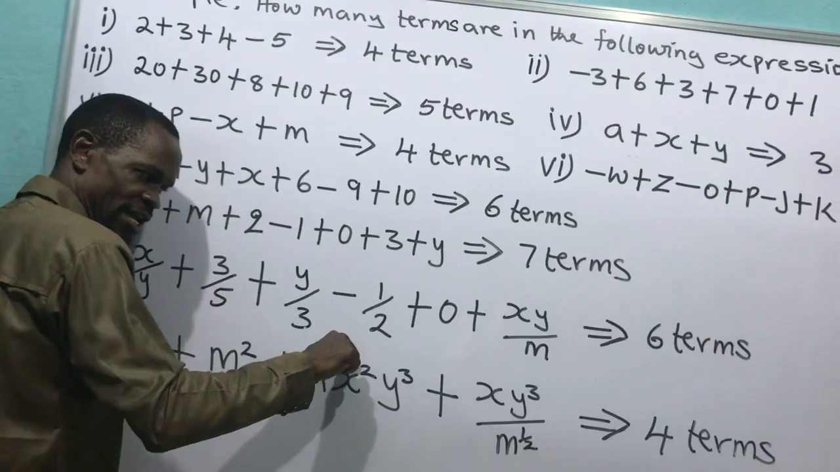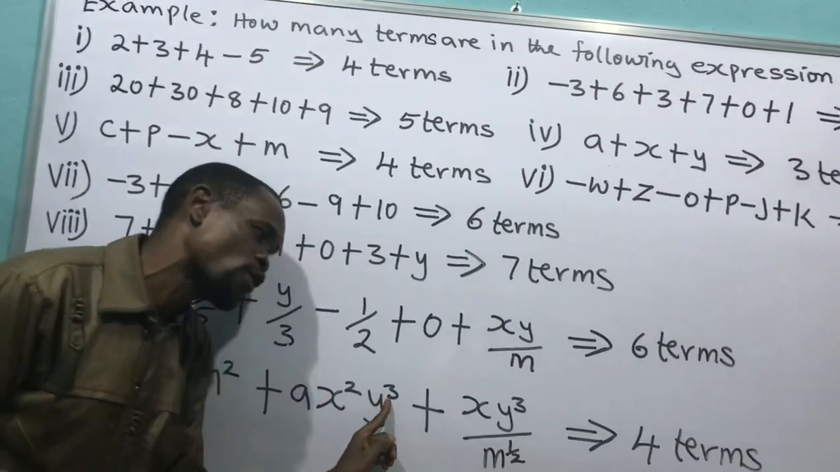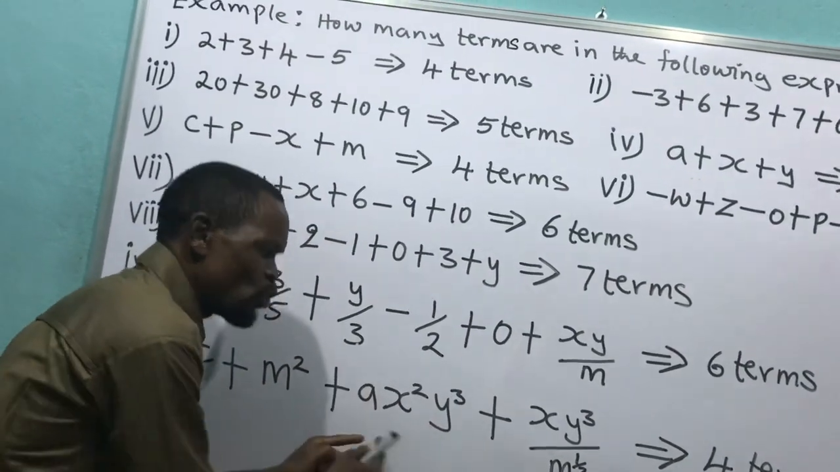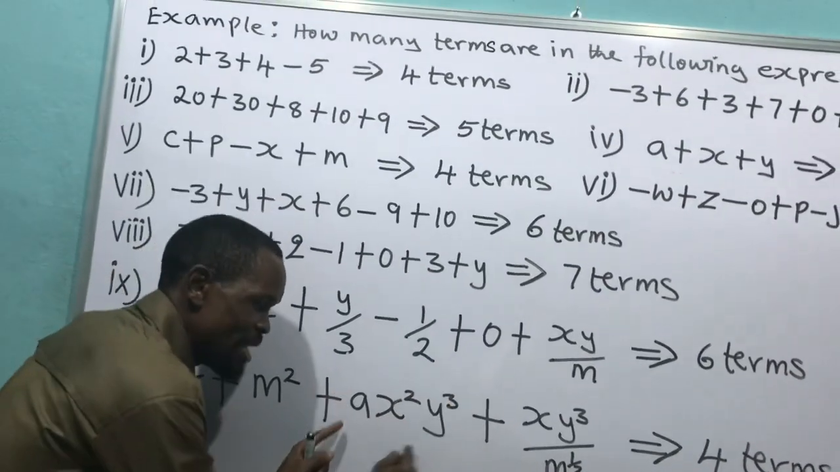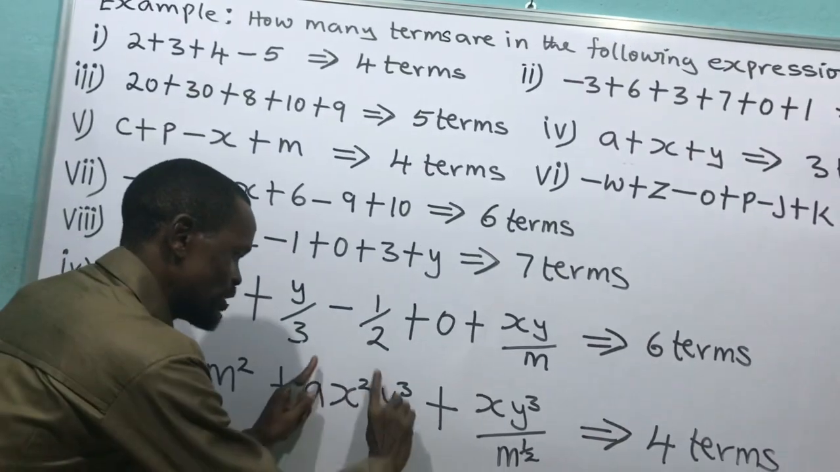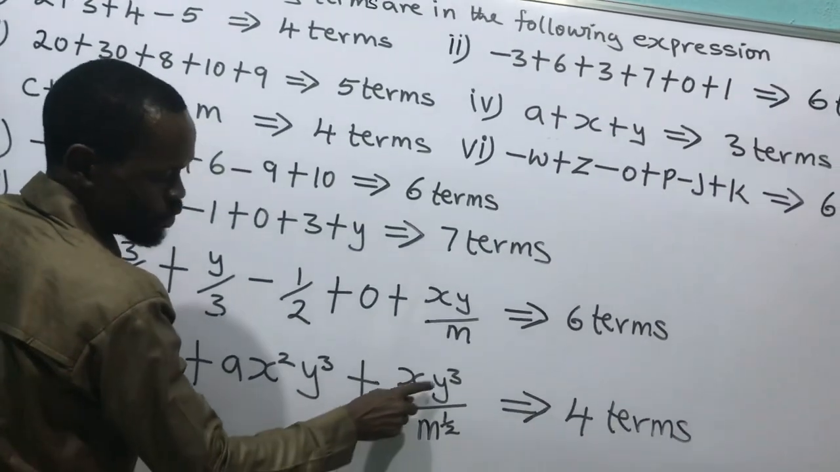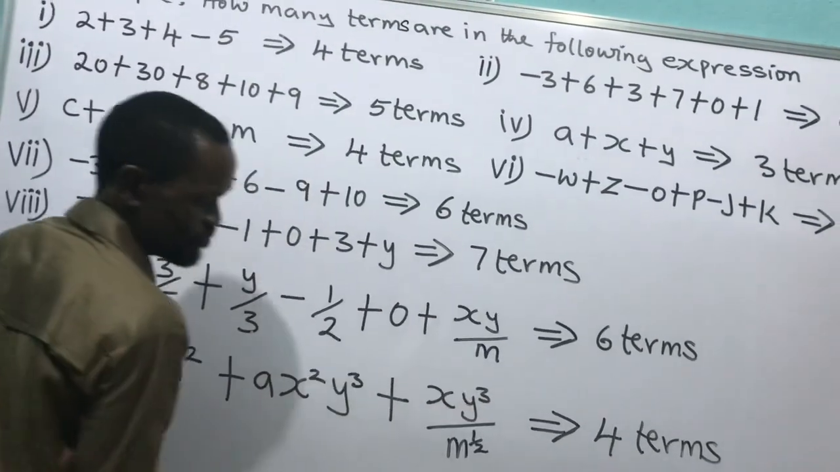X squared Y cube. When we are calling the power of 3, we'll call it what? Cube. Y cube. This is one term, whole by multiplication. Look at them, they are one term. Note it: as this is whole like this, it is one term. This man, X, Y cube.